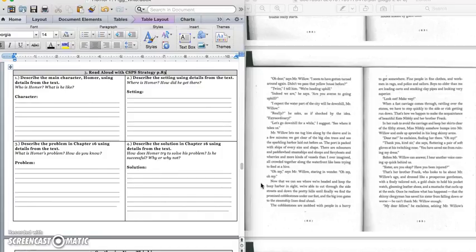Let's find out Homer's problem. And I'll tell you, it's pretty subtle. The author gives us some subtle hints about the problem, and then the problem becomes bigger in the next chapter. So pay attention to what Homer is thinking and feeling in the next couple pages. I'm at the bottom of page 84.